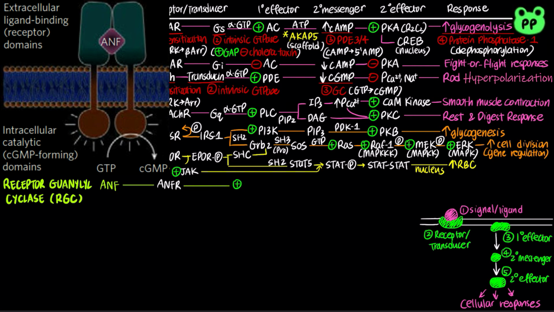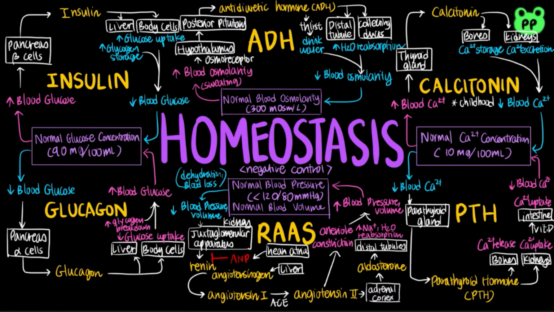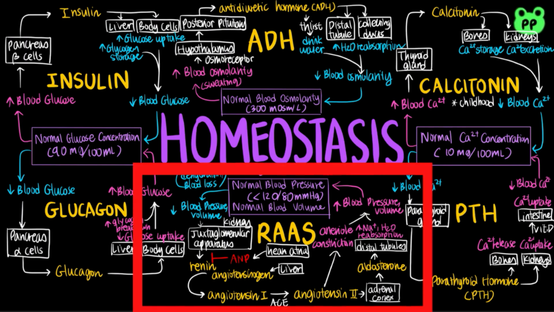Once bound to ANF, the intrinsic guanylyl cyclase in the receptor, abbreviated as GC, converts GTP into cyclic GMP, or cGMP. The rise of cGMP increases the renal secretion of sodium ion and consequently water, driven by the change in osmotic pressure, thereby lowering blood volume, returning it to homeostasis. Regulation of blood pressure and volume has been covered in my video on homeostasis.